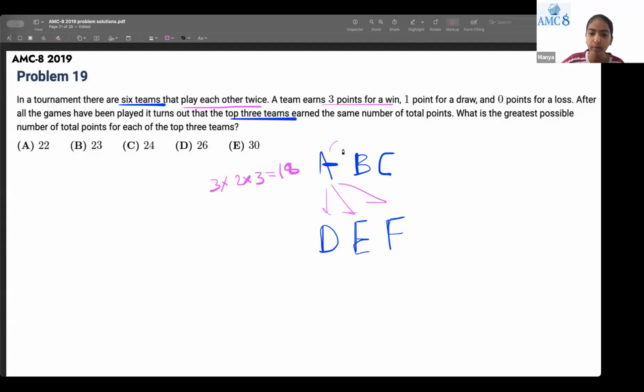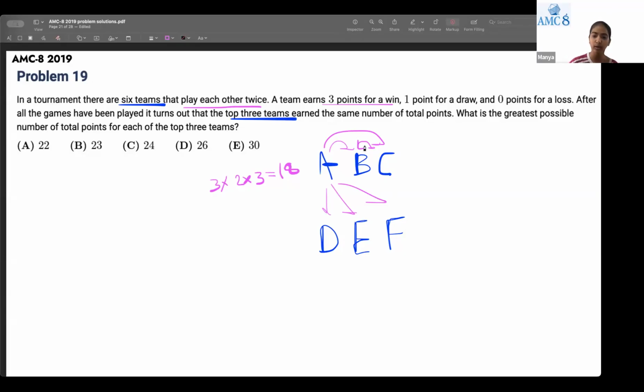And so now A would play with B, A would play with C, and B would play with C as well. And so since we know that the top 3 teams earned the same number of total points, assuming that B won with D, E, F, and C won with D, E, F as well. So A has 18, B has 18, and C has 18 as well. Now, since the total number of points has to be equal, what is the greatest number of total points for each of the top 3 teams?